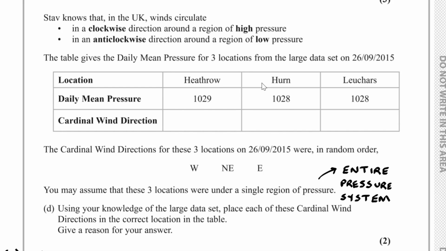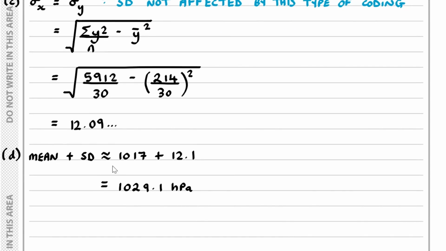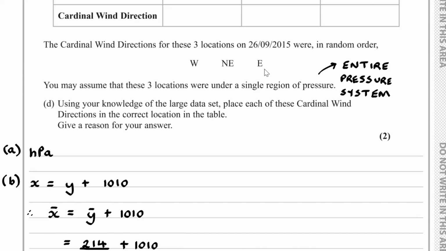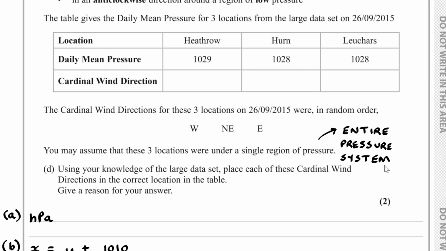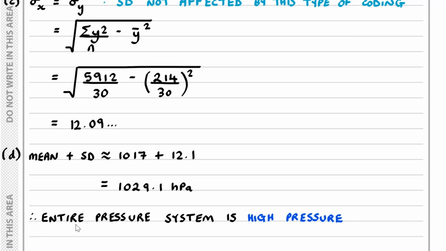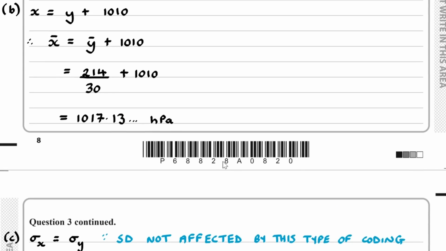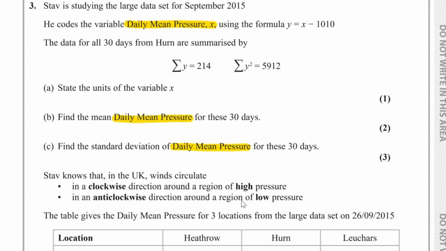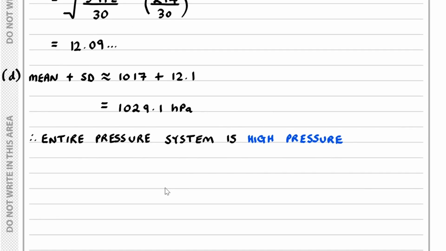So if we go back to these values given in the table, the mean plus the standard deviation is around these values here. So the entire pressure system is a high pressure system. So let's just conclude that the entire pressure system is high pressure. And if we have high pressure, we have a clockwise direction. So we can therefore conclude we have a clockwise direction.